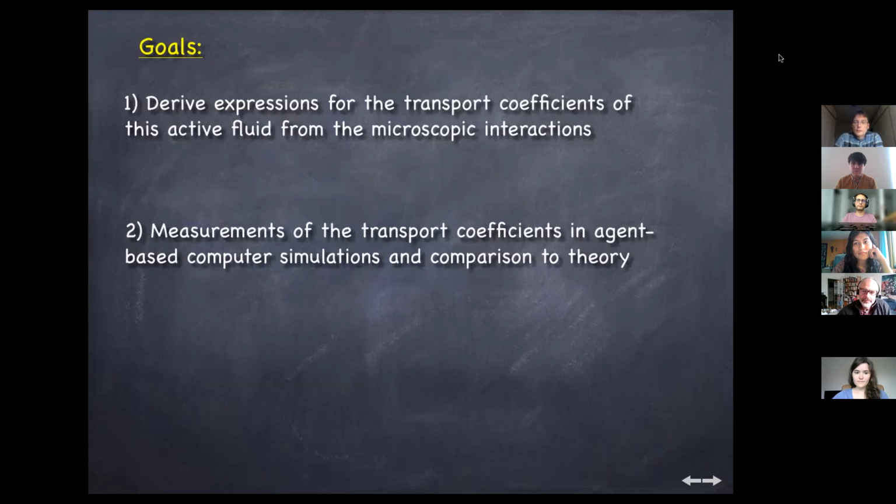And the question is, how do we get the transport coefficients for these hydrodynamic equations? My goal today will be to derive expressions for the transport coefficients for these active fluids, getting them directly from the microscopic interactions of the underlying model. A second topic, which I don't have time to talk about, is how to measure these transport coefficients in agent-based computer simulations and how they compare to the theoretical predictions.